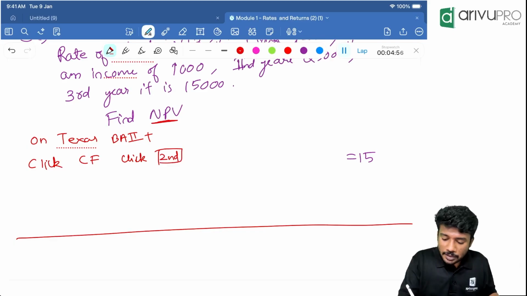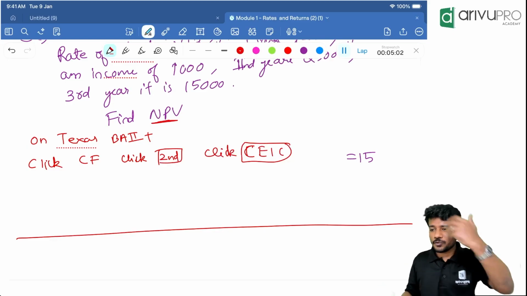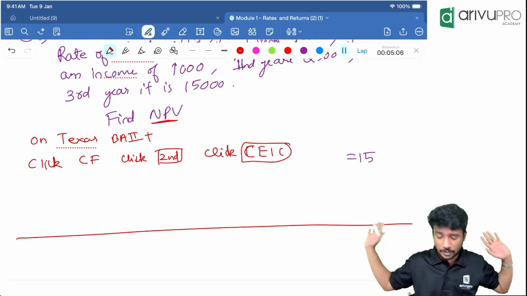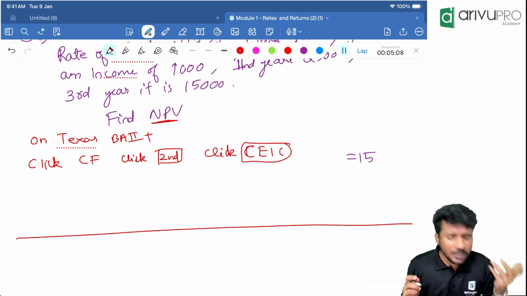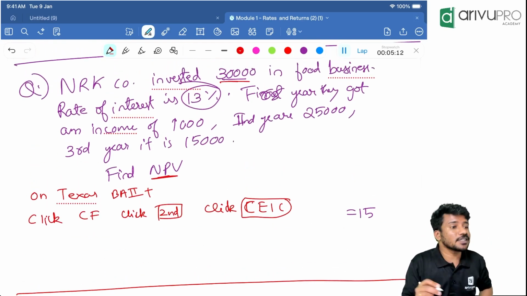Then click CE/C to clear the work. Why are we doing this now? We want to clear whatever value is already saved in the calculator. We are just clearing that off. Once you have cleared it, we need to enter the outflow. Outflow is how much? 30,000.